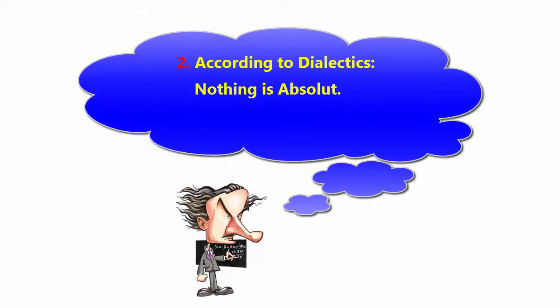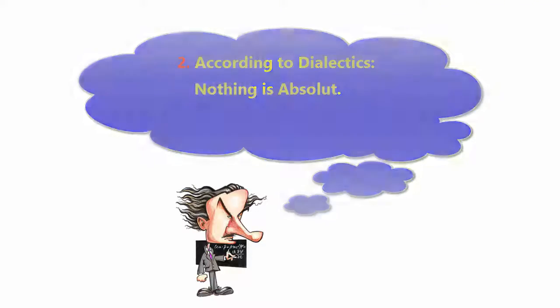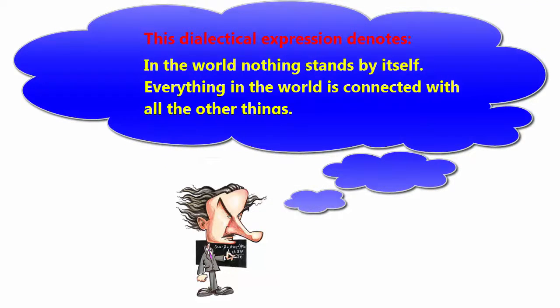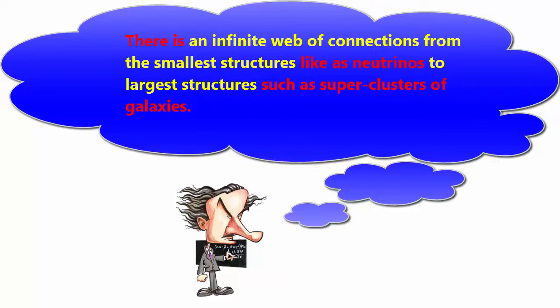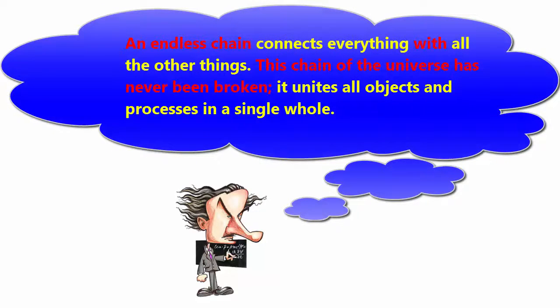2. According to dialectics, nothing is absolute. This dialectical expression denotes in the world nothing stands by itself. Everything in the world is connected with all the other things. There is an infinite web of connections, from the smallest structures, such as neutrinos, to the largest structures, such as superclusters of galaxies. An endless chain connects everything with all the other things. This chain of the universe has never been broken. It unites all objects and processes in a single whole.